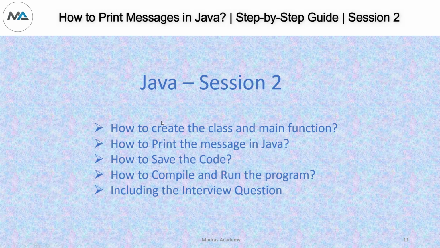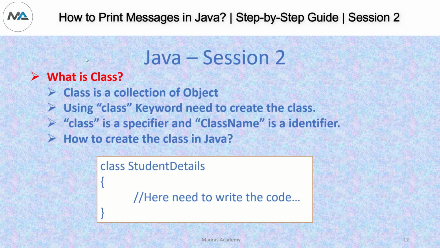First, what is a class? A class is a collection of objects. So using the class keyword we need to create a class. The class keyword is called a specifier, and whatever name we write for the class, that class name is called an identifier. For example, here I created the class structure, class name as StudentDetail, curly brackets opening and closing.